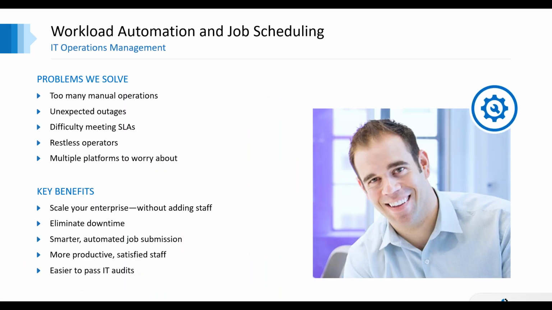So when we talk about workload automation and job scheduling, like Tom said, HelpSystems has been providing job scheduling software for operations teams for over 3 decades. Think about that. Think of another software company that's been doing their core competency for 3 decades. Our software scales as your enterprise grows. It eliminates downtime because it eliminates errors while making your entire IT department more productive.